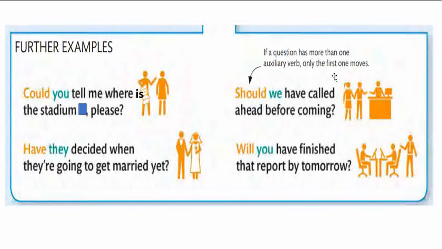Pointing to the example that is given over here, if the statement was, we should have called, now, should and have, there are two auxiliaries. Only the first auxiliary moves, that is should. Now, let us proceed.